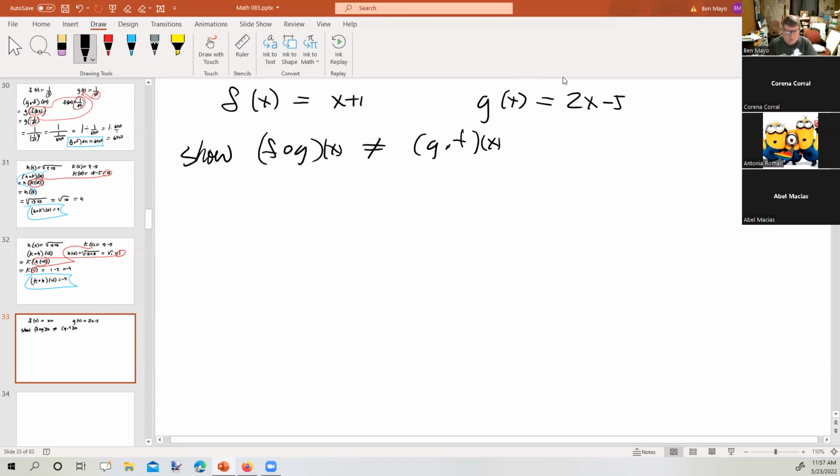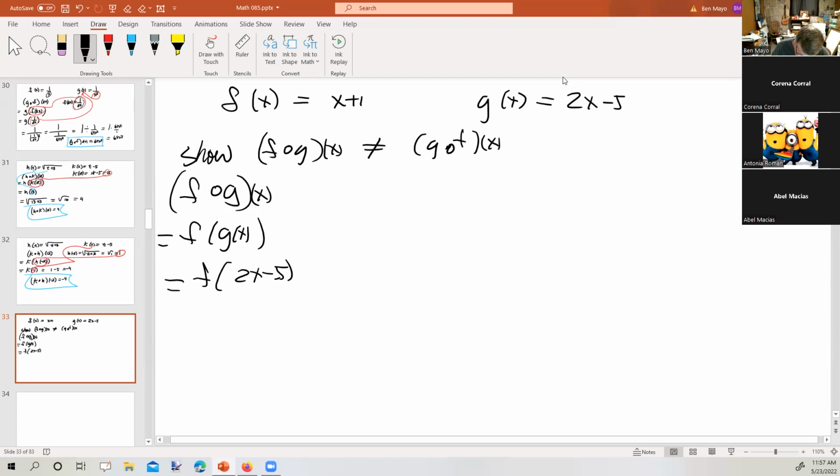So we're going to take f composed with g of x, get the result, g composed with f of x, get the result, and show that they're not equal, which will show that composition is not commutative. Because if there's one example that doesn't work, then you'd say, oh, it's not commutative in general. All right, so f composed with g of x equals f of g of x equals f of 2x minus 5 equals 2x minus 5 plus 1, which is 2x minus 4.